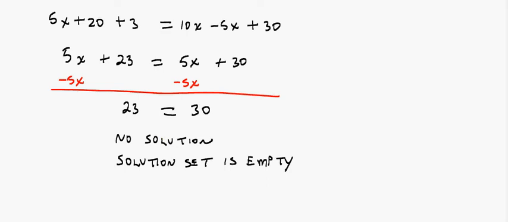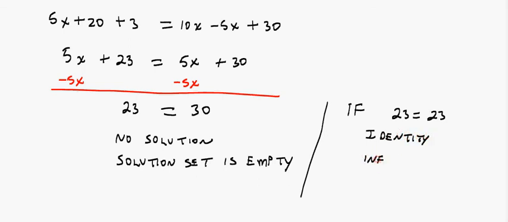Now if, and it didn't happen, but if the variable dropped away and we were left with, for example, 23 is equal to 23, or any true statement, it could be 4 equals 4, or 0 equals 0. If the variable drops away and what remains is true, then this is called an identity. And what that means is that there are an infinite number of solutions.